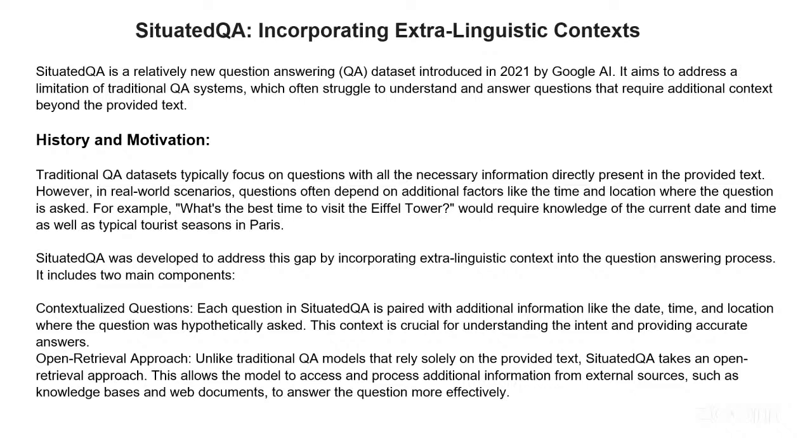What is the intent and what is the entity from the context? Intent means what is the portion that is important here. Important here is date, time, and location. Which location? Eiffel Tower. Which time? Best time. What is the best time to visit this place?